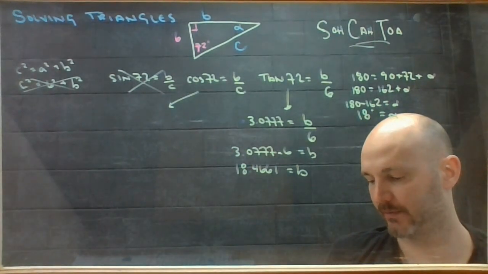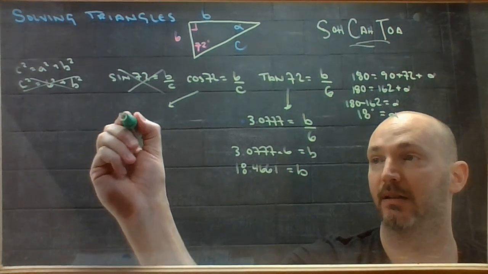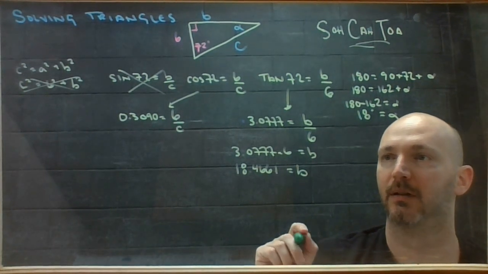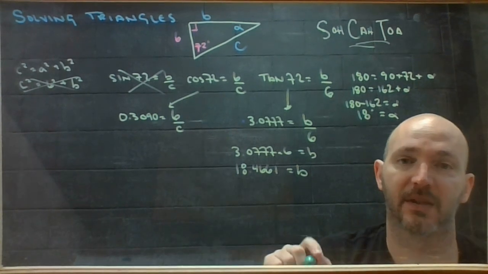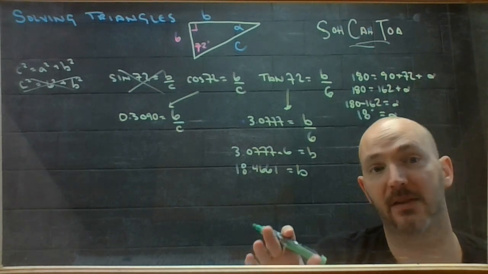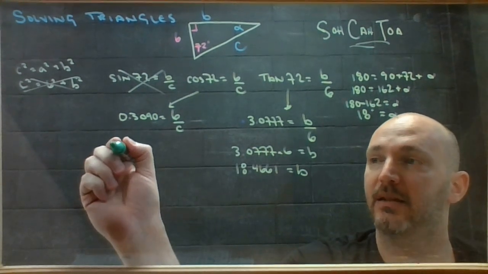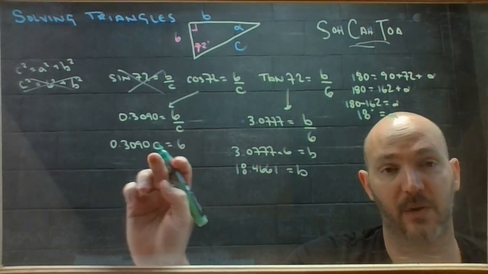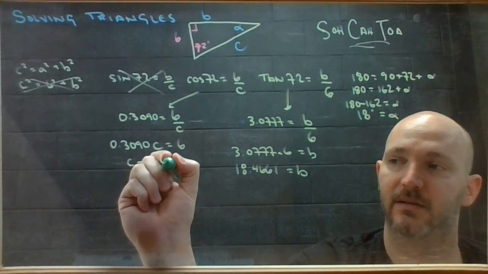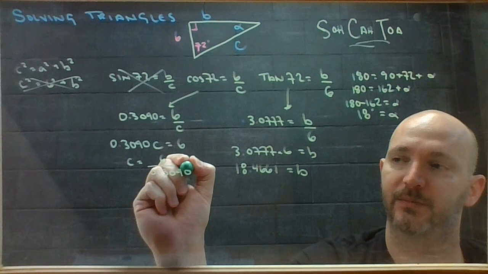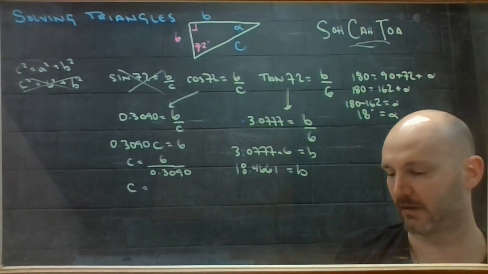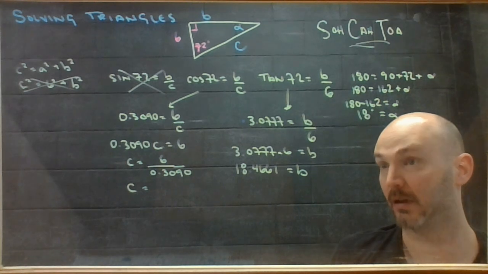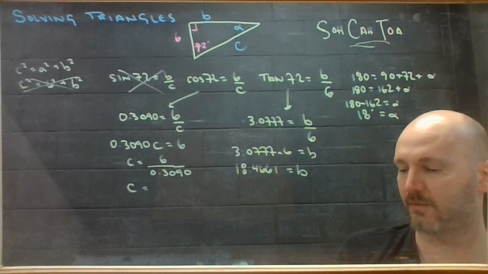And cosine of 72 is 0.3090. Oh no, this is that weird one where the variable's in the bottom. Well, that's okay, you don't need to panic. Multiply both sides by c. And once it's up there, I have to break this multiplication by dividing both sides by 0.3090. Break that upside down. Times 6 gives me 19.416.